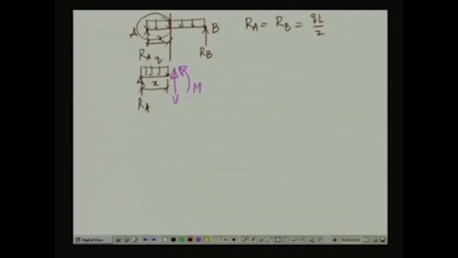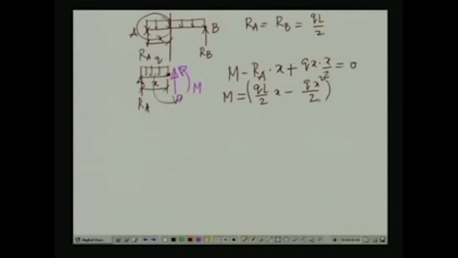Now, if we take the moment of all the forces with respect to this particular point, then we write M, which is in an anticlockwise direction, then minus R A into x, and Q causes a moment which is anticlockwise, so plus Q into x square by 2, equals 0. So, the value of bending moment M is equal to, R A being Q L by 2, Q L by 2 x minus Q x square by 2. This is the value of the bending moment that we have.